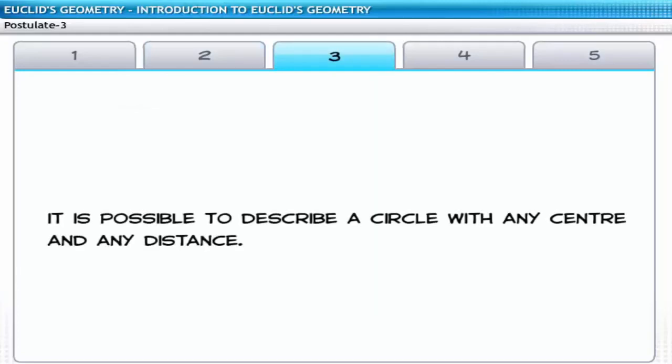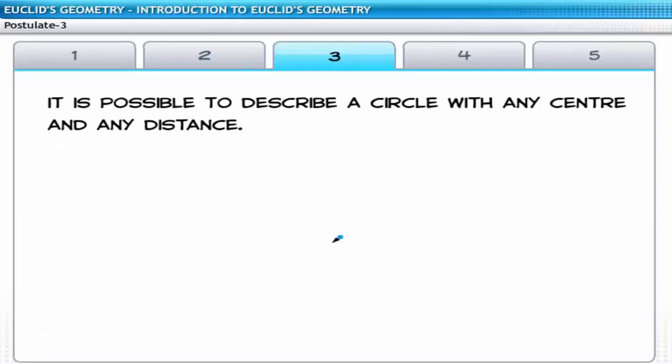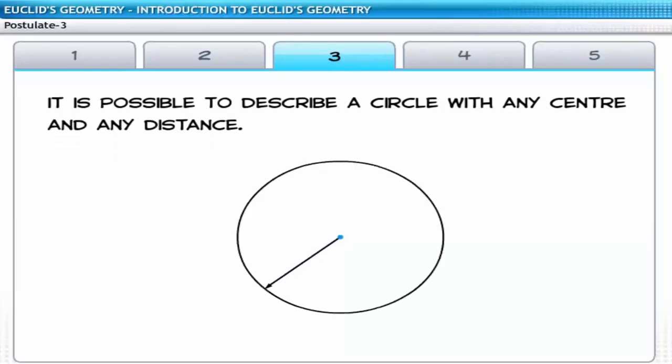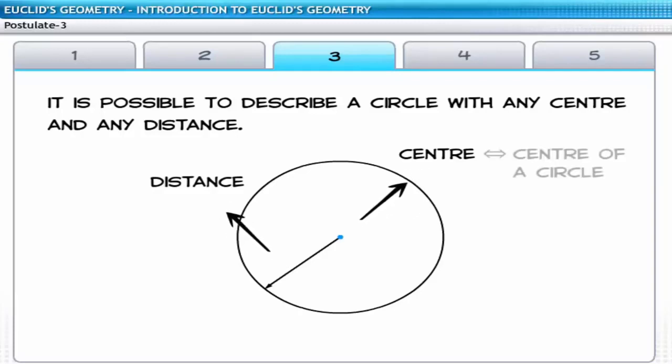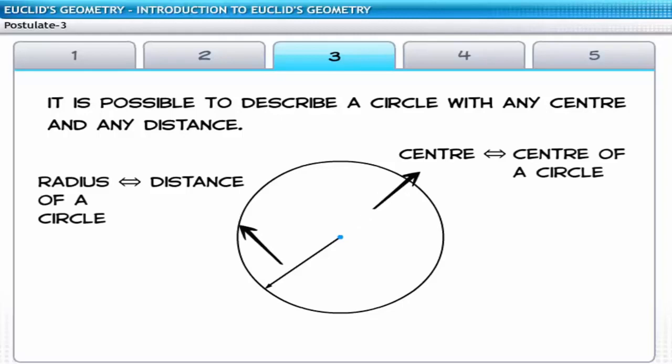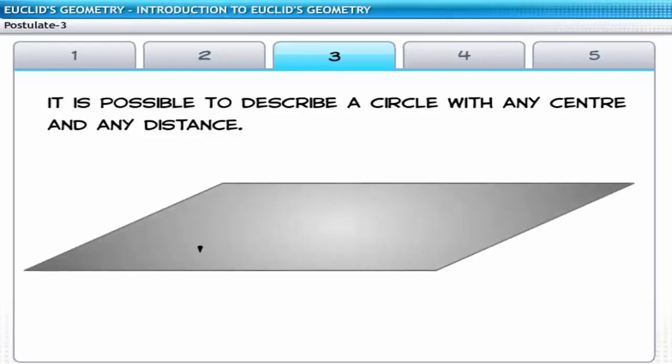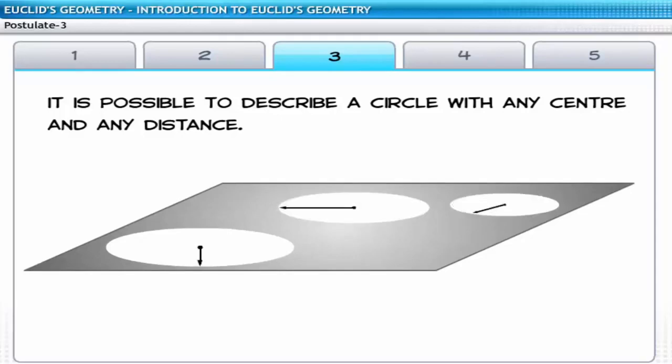The third postulate states that it is possible to describe a circle with any center and any distance. The statement can be described in 2 parts: the center and the distance. Here the words center and distance correspond to the center and radius of a circle. This postulate indirectly describes the shape of the circle, where the distance between the center and any point on the circumference of the circle is the radius. Geometrically speaking, this postulate means that you can draw a circle starting with the center at any point on the plane and describe the circle with any radius.